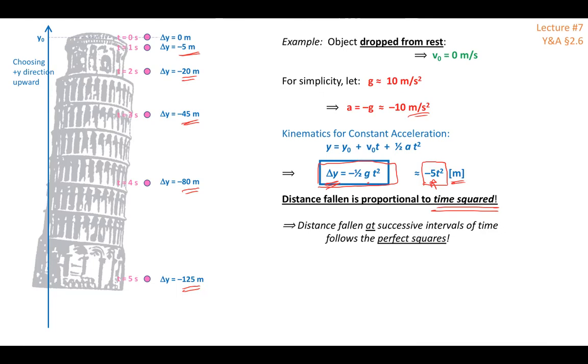Notice that this first quantity is equal to 5 times 1, 5 times 4, 5 times 9, 5 times 16, 5 times 25. So in other words, the distance fallen is proportional to the square of the time that has elapsed. Or put another way, the distance fallen goes as the perfect squares. So the distance that this object has fallen at successive intervals of time follows the perfect squares. So I tried to just summarize that right there.